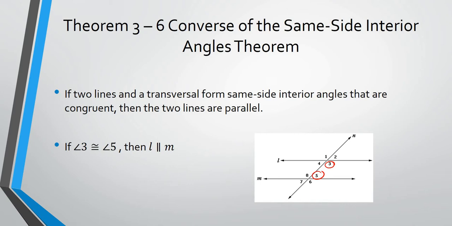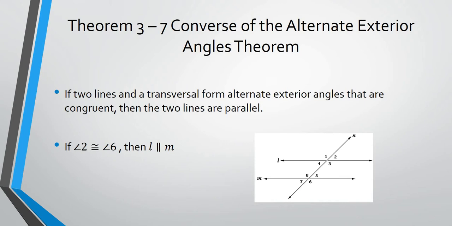Same side interior angles. If two lines and a transversal form same side interior angles that are supplementary, then the two lines are parallel. If angle 3 and angle 5 are supplementary, then L is parallel to M. Okay? So again, the converse of the theorem that said if two lines are parallel and cut by a transversal, then their same side interior angles are supplementary. This is the converse.